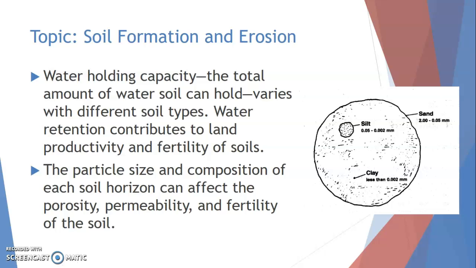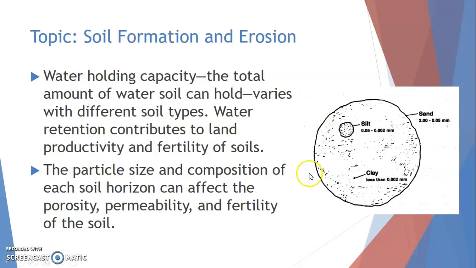So a reminder about particle size when we talk about soil. Remember, soil can be categorized based on its composition. So we have sand, silt, and clay. Those are our three particles that will compose soil. Sand is going to be the largest. Okay, so sand is our largest particle, followed by silt, followed by clay. Now, these different soils will have different water holding capacities based on their sizes. So water holding capacity is just the total amount of water soil can hold, and that varies with different soil types. So water retention does contribute to land productivity and the fertility of soils.